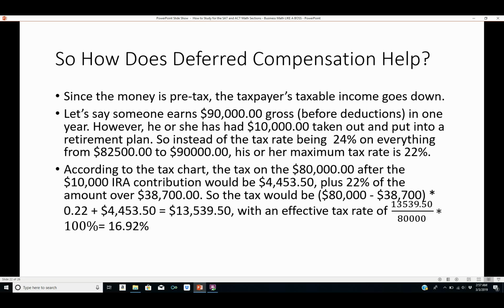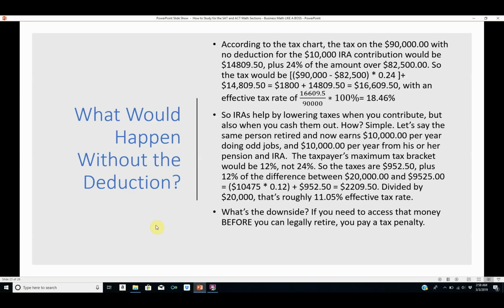So according to the tax chart, the tax on the $80,000 after the $10,000 IRA contribution would be $4,453.50 plus 22% of the amount over $38,700. So the tax would be 80,000 minus 38,700 times 0.22 plus $4,453.50, which is $13,539.50, with an effective tax rate of $13,539.50 over 80,000 times 100%, which is 16.92%.